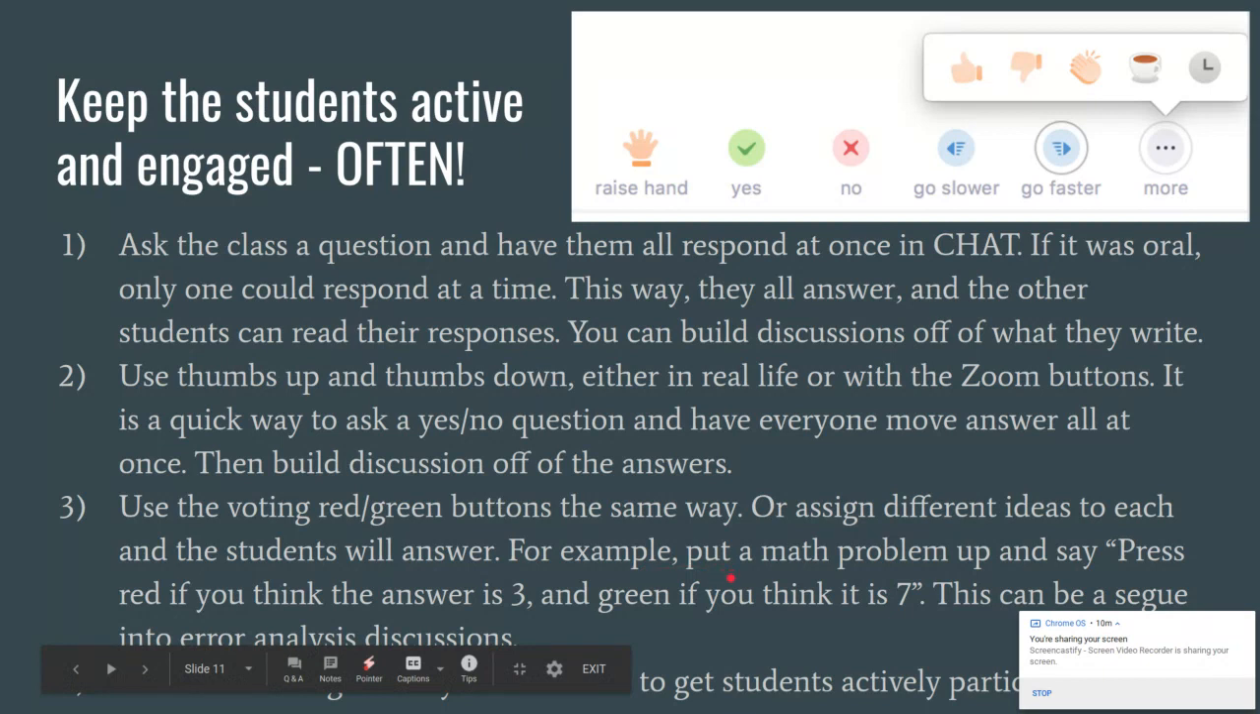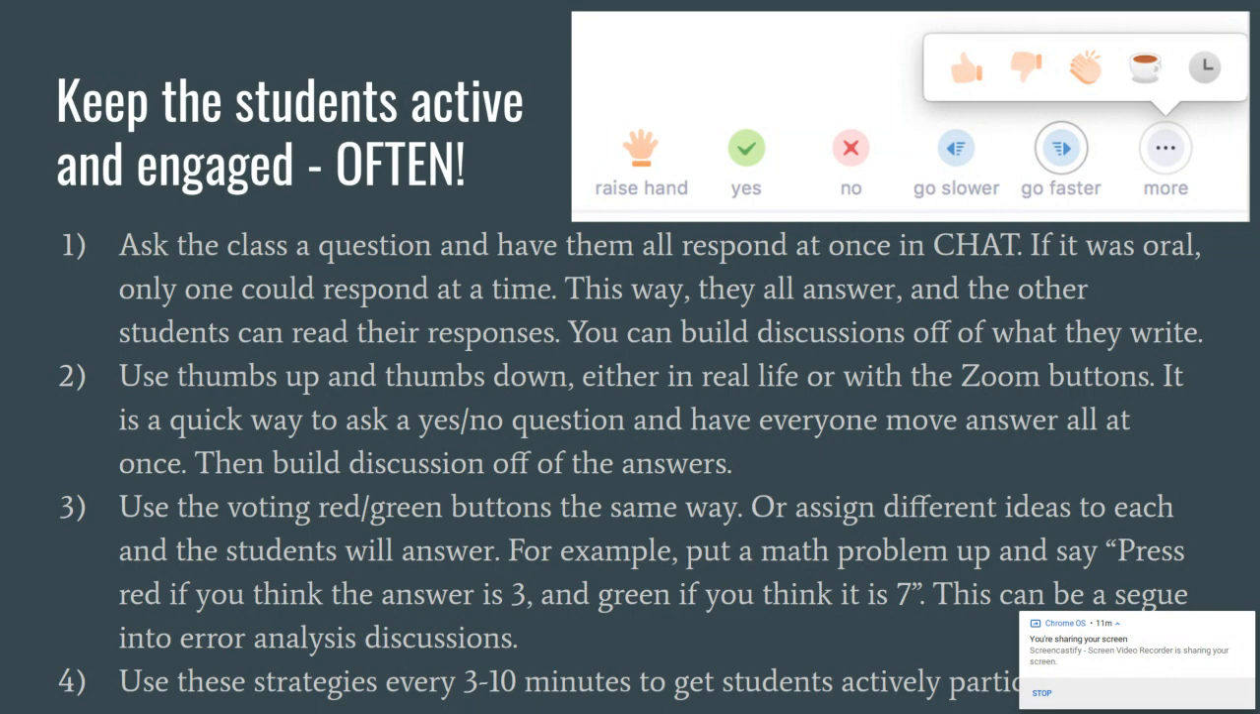Here, this is in a math class, but press red if you think the answer is 3, green if you think the answer is 7, or press green if you think this is shallow depth of field, press red if you think this is greater depth of field. And that also gives you information about how the class is thinking, how they're doing, if they're understanding concepts. Use these strategies every 3 to 10 minutes to, again, bring them back into the classroom, because they're in their rooms, they're sitting on their beds, they've got tons of stuff around to distract them. You want to keep them engaged.